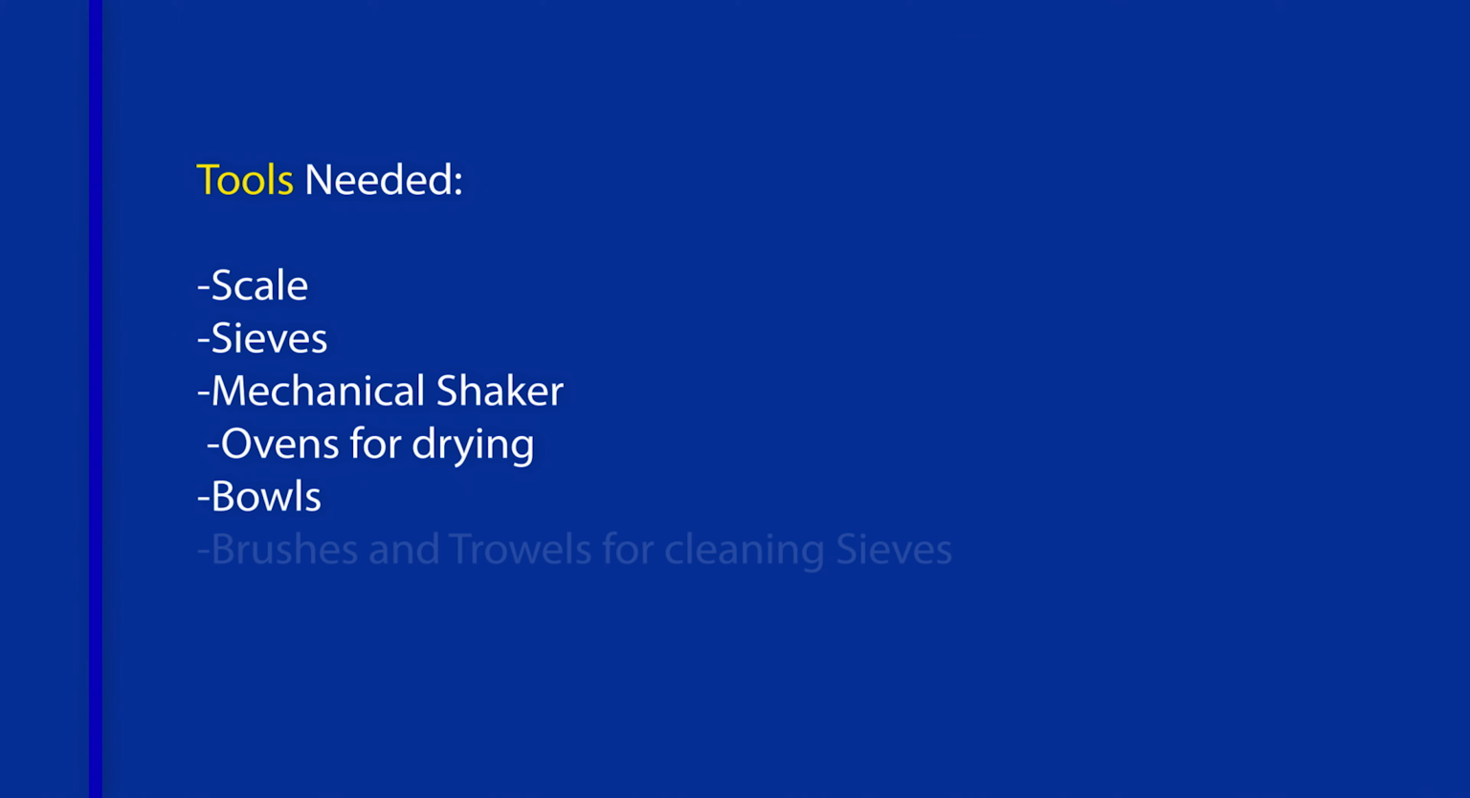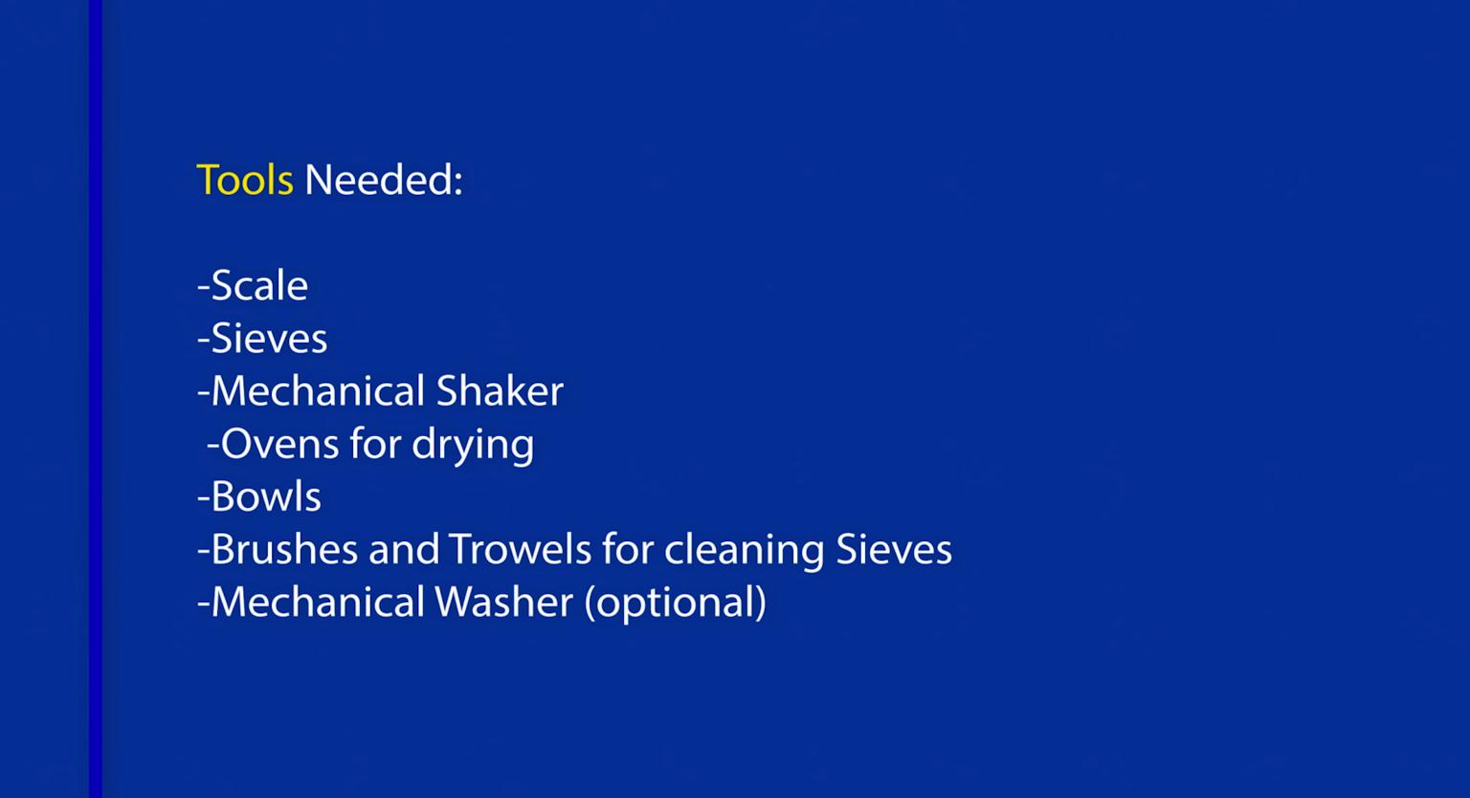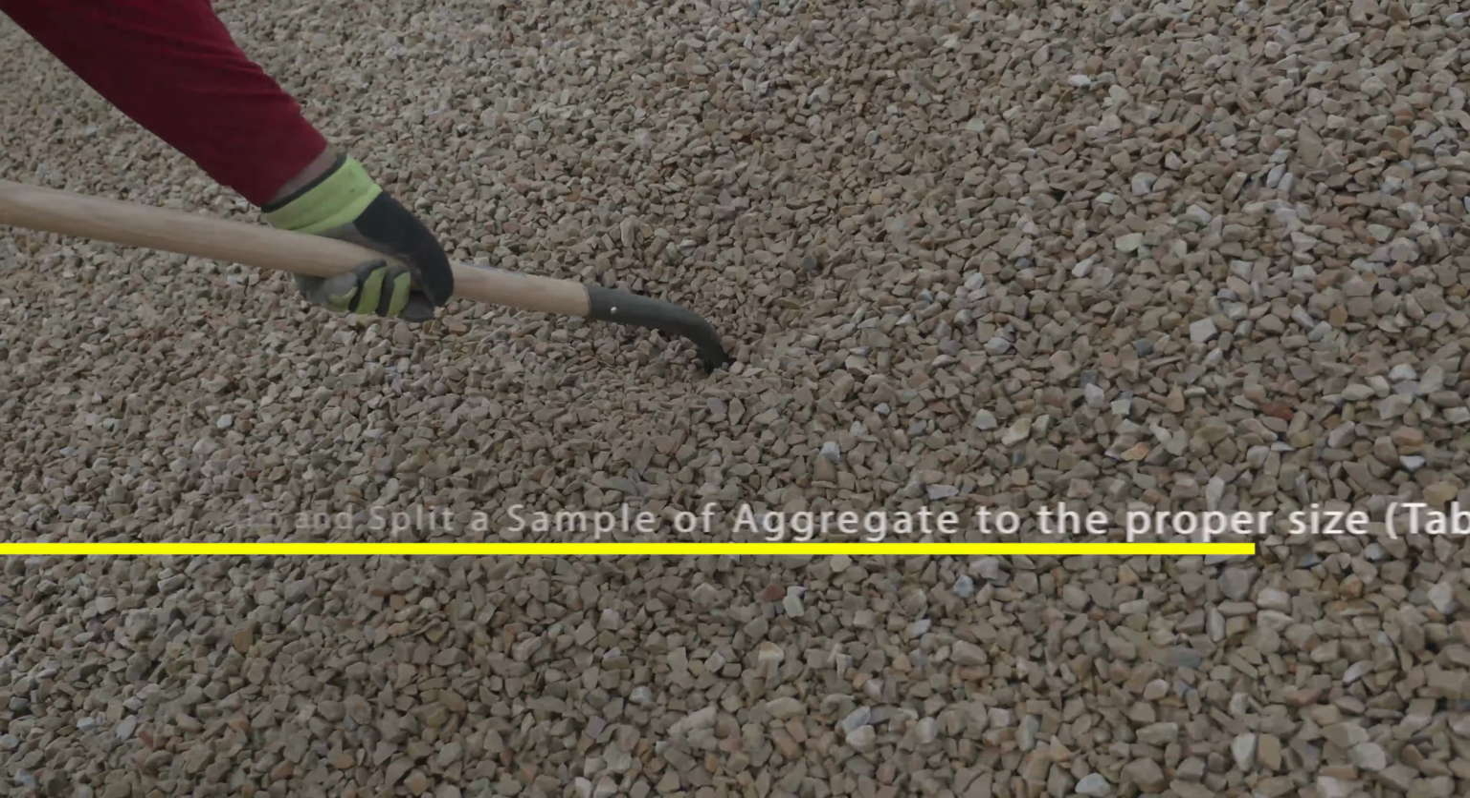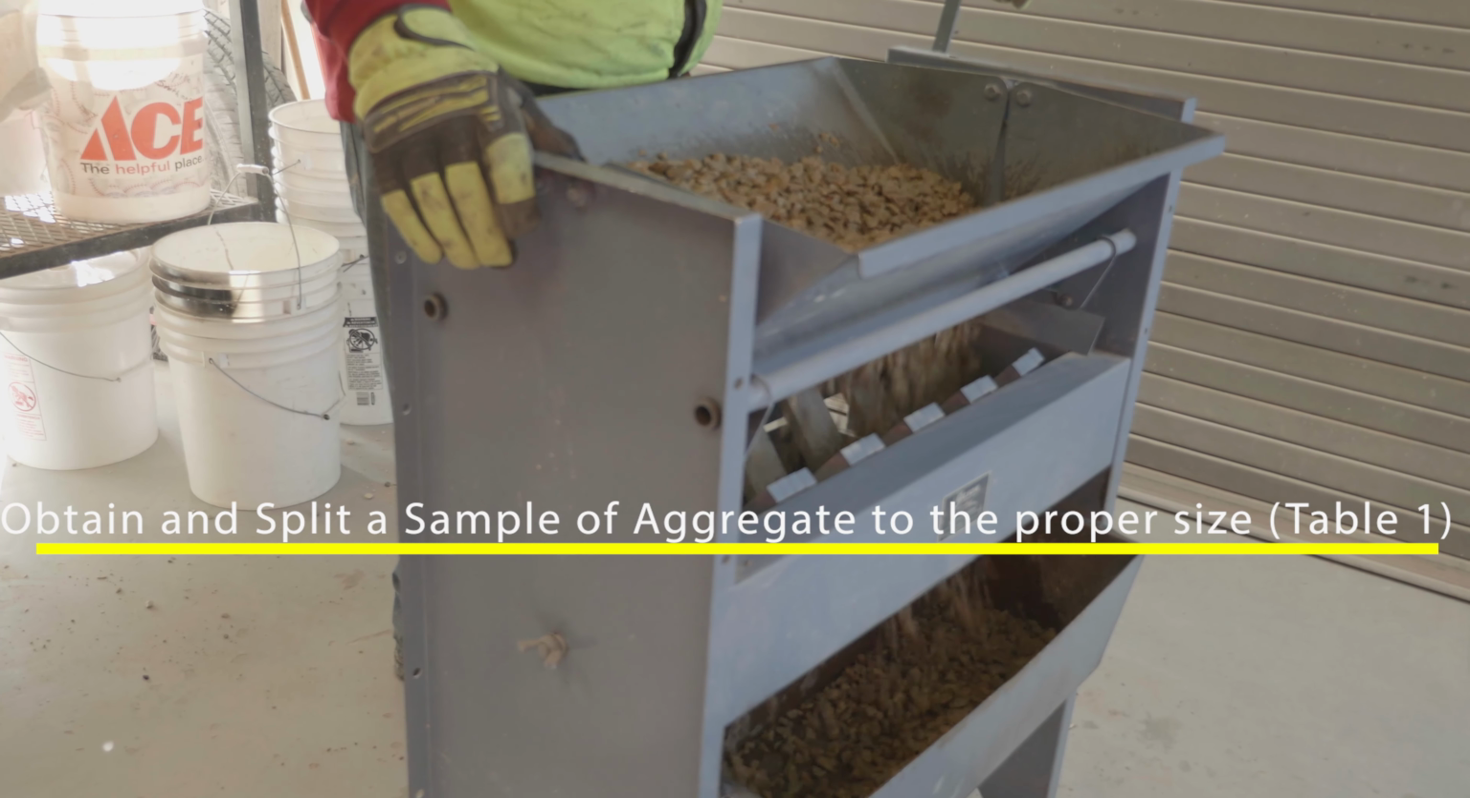Tools needed: scale, sieves, mechanical shaker, ovens for drying, bowls, brushes and trowels for cleaning sieves, and a mechanical washer is optional. Obtain and split a sample of aggregate to the proper size from Table 1.